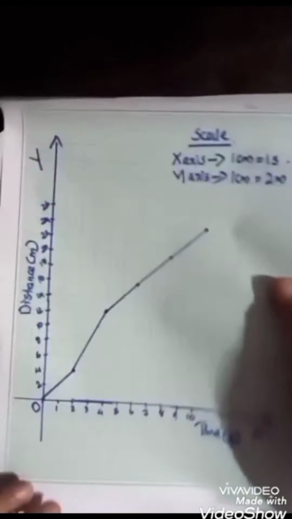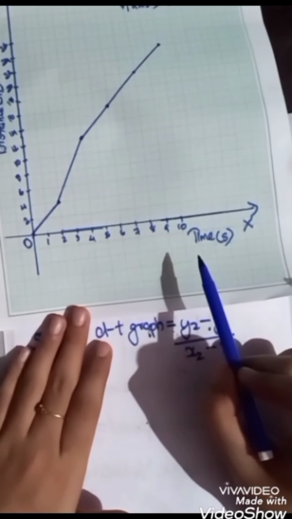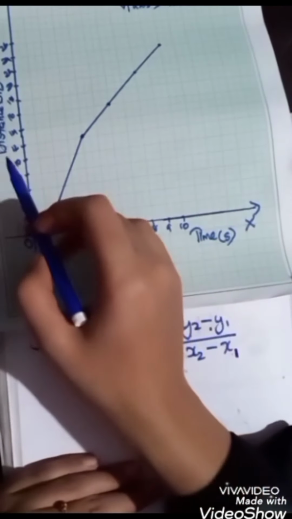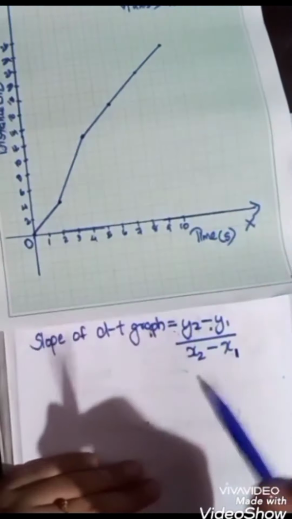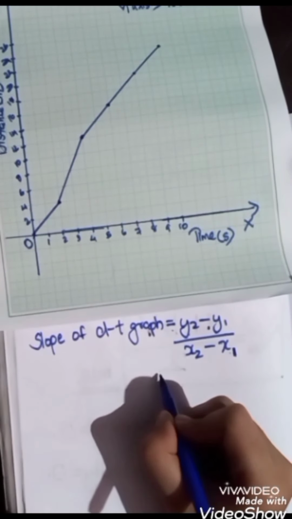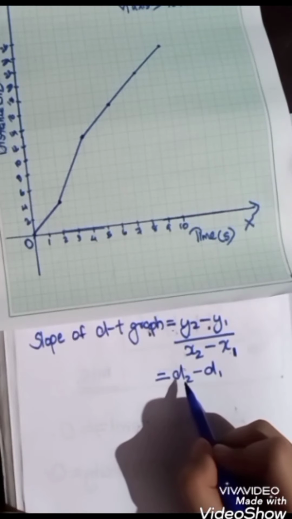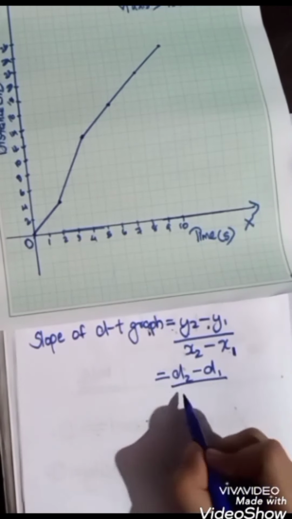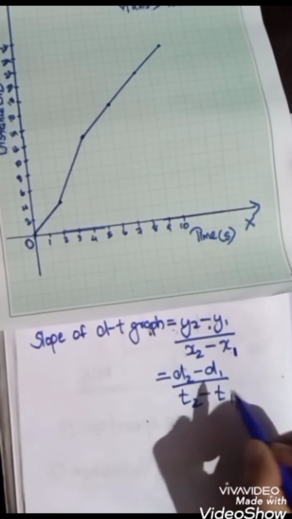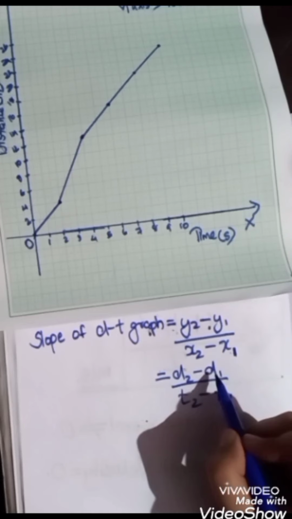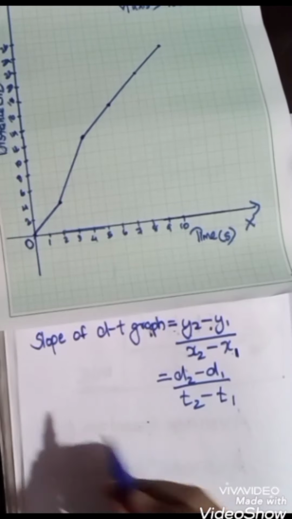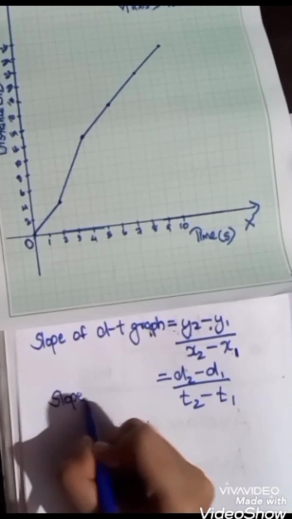Here in the distance time graph, we take time on the x-axis and distance on the y-axis. We can rewrite the slope of the dt graph as (d2 minus d1) by (t2 minus t1), where d2 is the distance at time t2 and d1 is the distance at time t1. Hope that is clear.